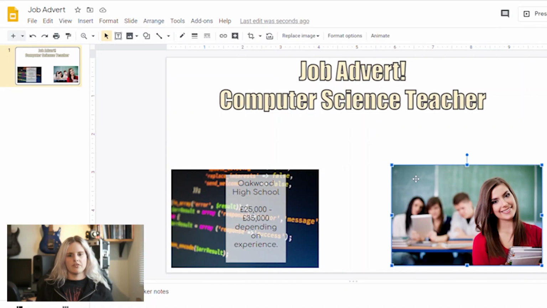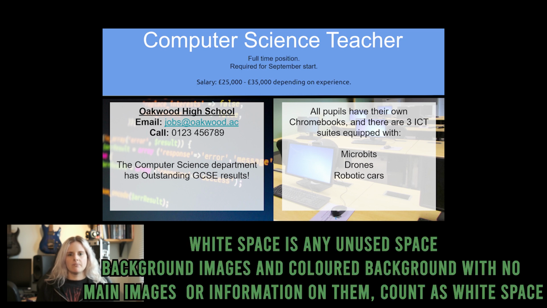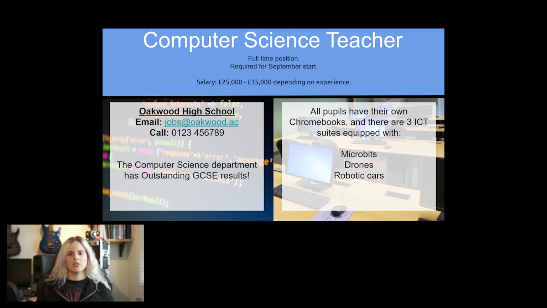Okay, so the first part of the green task is looking at white space. White space doesn't literally mean all the space that is white. White space means all of the space on your poster that doesn't have something key in it. So it could be a title or text or a main image. They are all key parts of your poster. So background colours and background images aren't key.